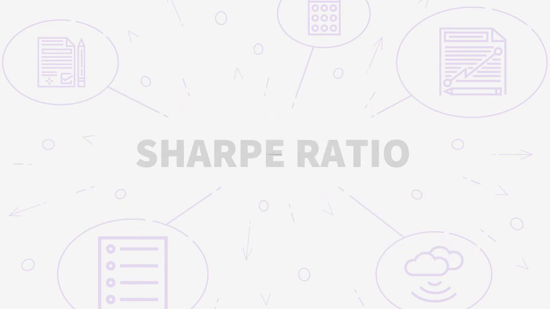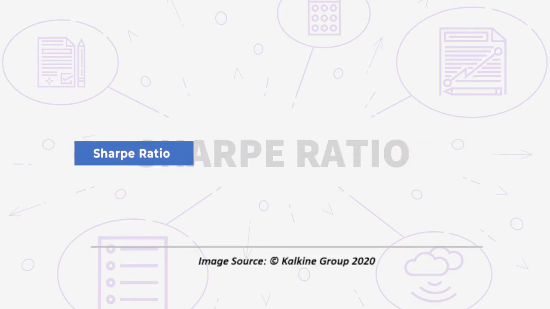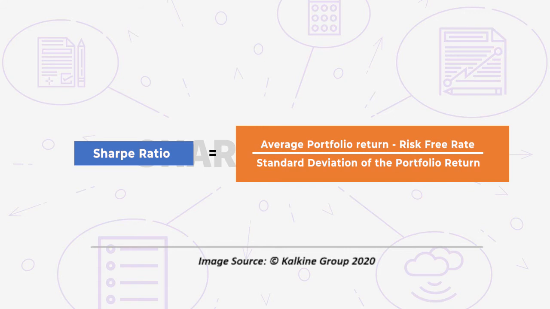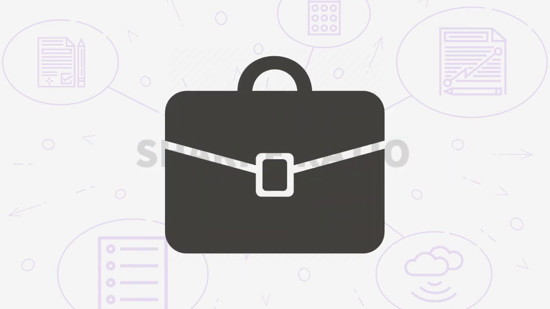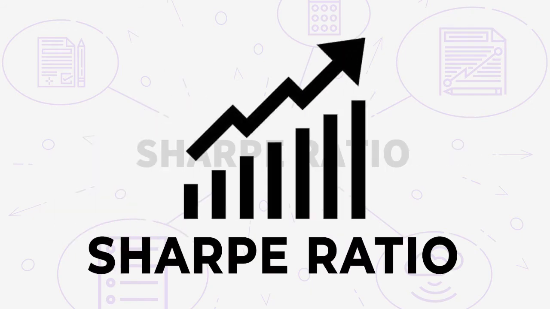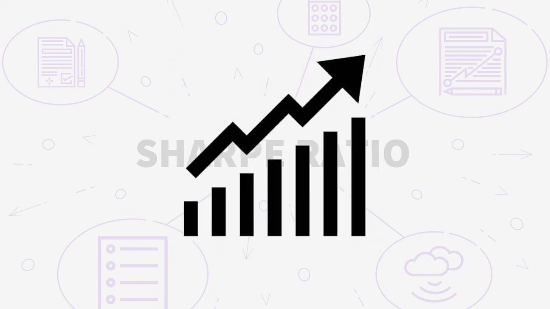Now, let's have a look at how Sharpe ratio is calculated. Sharpe ratio is equal to average portfolio return minus risk-free rate divided by standard deviation of the portfolio return. Basically, a portfolio with a higher standard deviation should maintain higher Sharpe ratio to convey the idea that the additional unit of risk undertaken by the portfolio is generating a higher return.